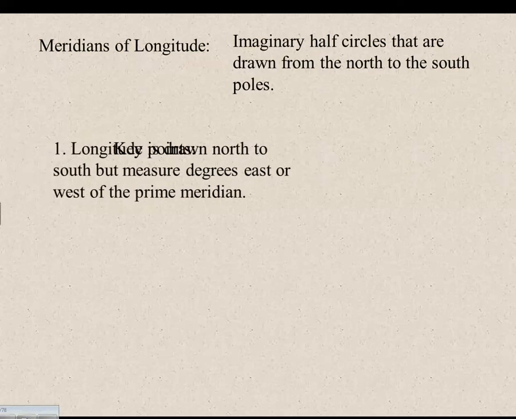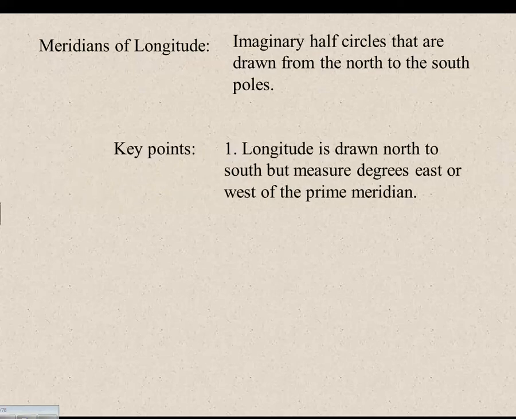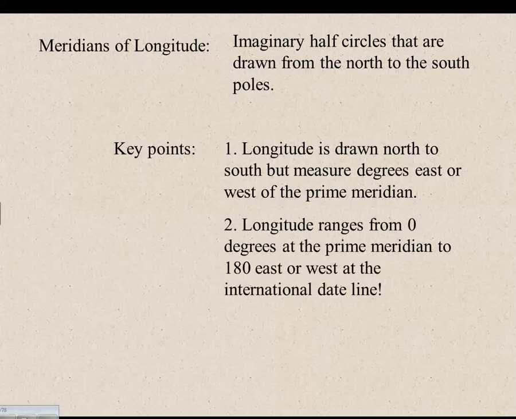Some key points. They're drawn north to south, but they don't measure north-south. They always measure opposite of the way they're drawn. So these measure degrees east or west of the prime meridian, which goes through Greenwich, England. Longitude goes up to a larger range, 0 at the prime meridian to 180 degrees, which is halfway around the Earth from the prime meridian at the international dateline.